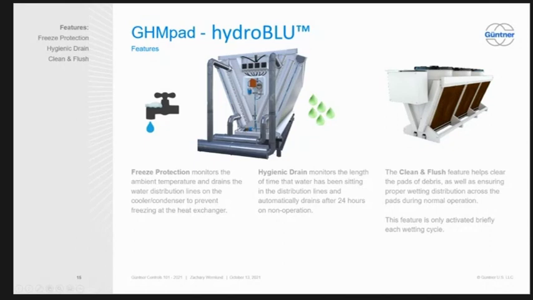Gotcha. Another thing that we do is we do have freeze protection built in. So if the water is stagnant for 24 hours, if it's not in operation for 24 hours, or the ambient temperature drops below 42 degrees, we're going to drain the lines in here so that water doesn't crack the distribution lines, or no bacteria starts to grow or anything like that.